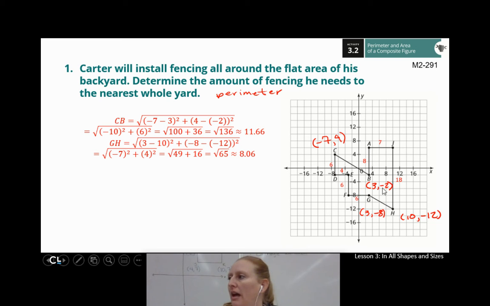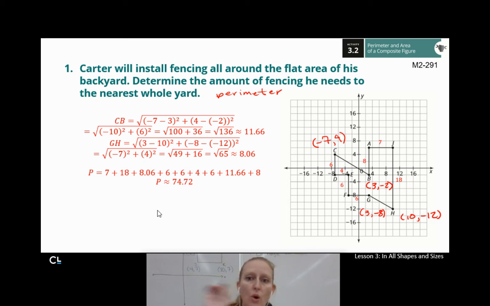So I have all the sides. Let's add them up. So 7 plus 18 plus 8.06 plus 6 plus 6 plus 4 plus 6 plus 11.66 plus 8. Grab a calculator. I'm not doing that in my head. So I grabbed a calculator and I got about 74.72. So that's how much fencing. We need units. We need units. And we need to explain.